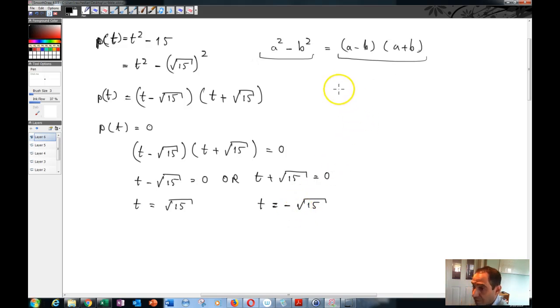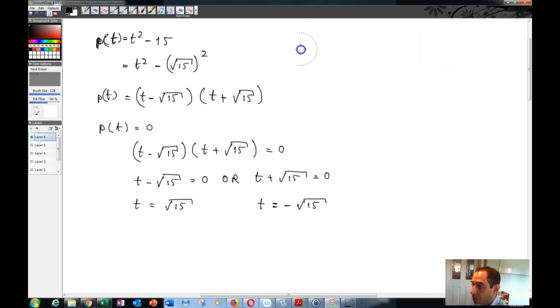so that is that. And now, in order to find the relationships between the roots and the coefficients, we said that alpha plus beta is equal to minus b by a.